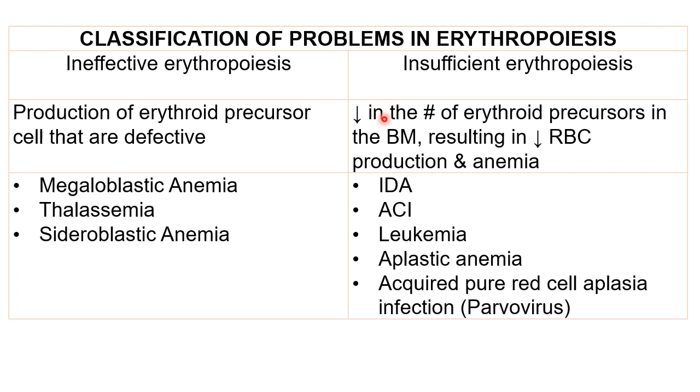Number one, IDA, iron deficiency anemia. Anemia of chronic inflammation or ACI. Yung ating mga problems with bone marrow leukemia, aplastic anemia, and maybe due to viral infection due to parvovirus B19.